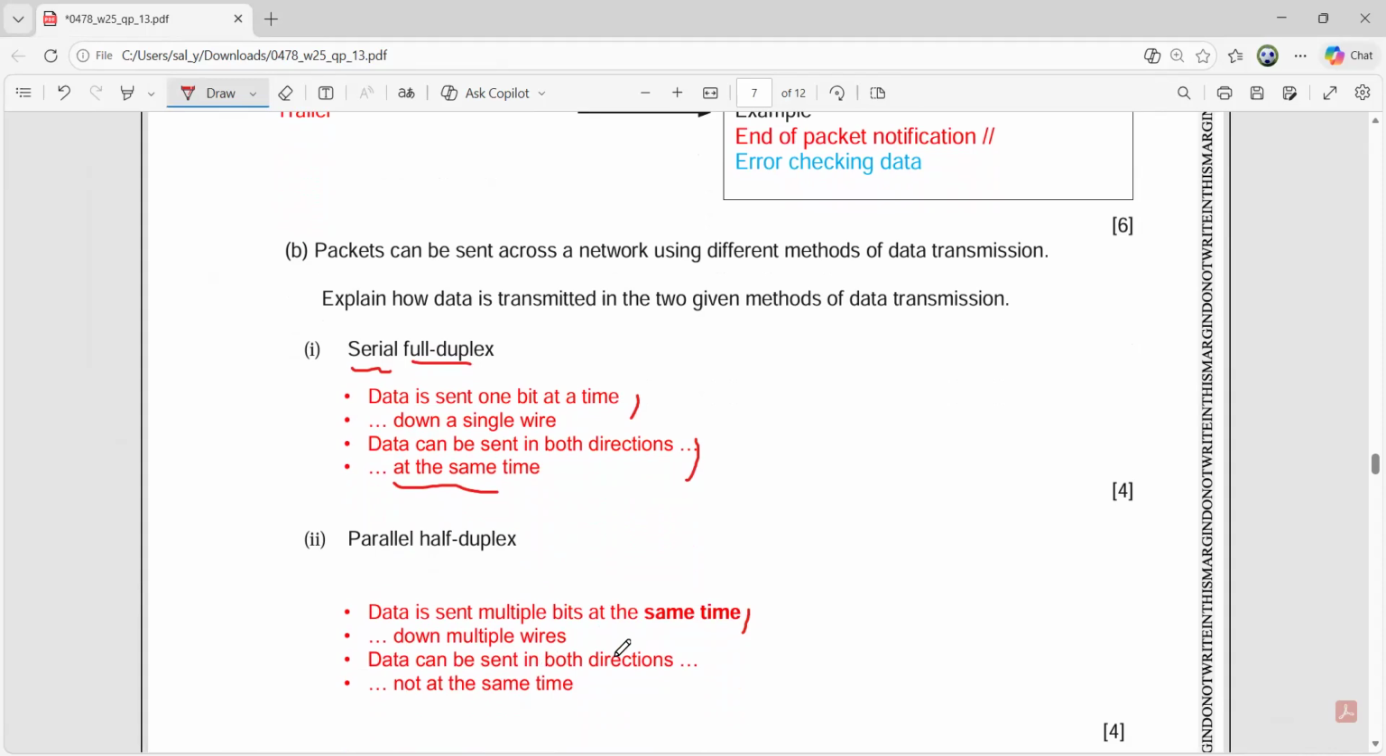Then the second set of 2 marks is gained for talking about half duplex. And what is half duplex? Data can be sent in both directions, not at the same time. Not at the same time. At the same time is full duplex, and not at the same time is half duplex. In this manner, it is so easy to score. 4 for talking about serial full duplex, and similarly 4 for writing with caution about parallel half duplex, and 4 out of 4 are yours.